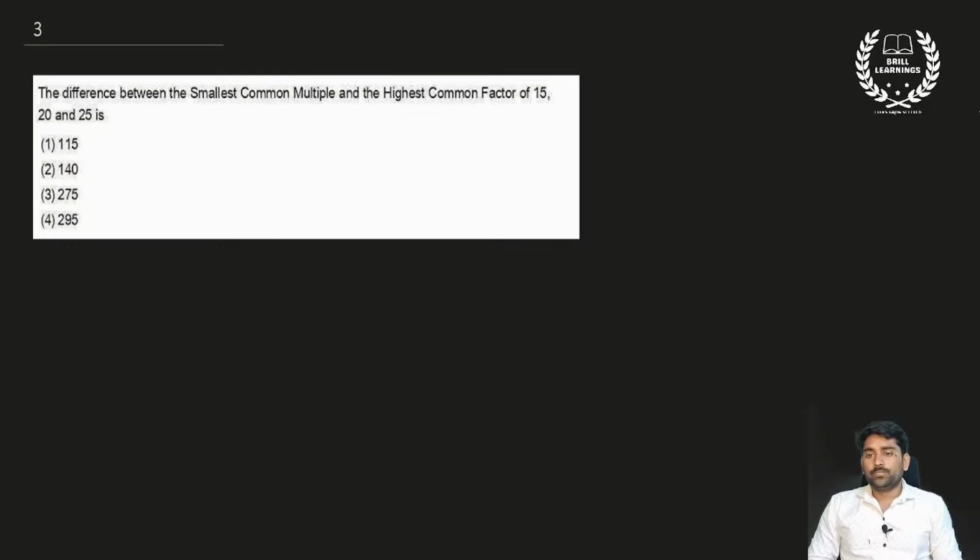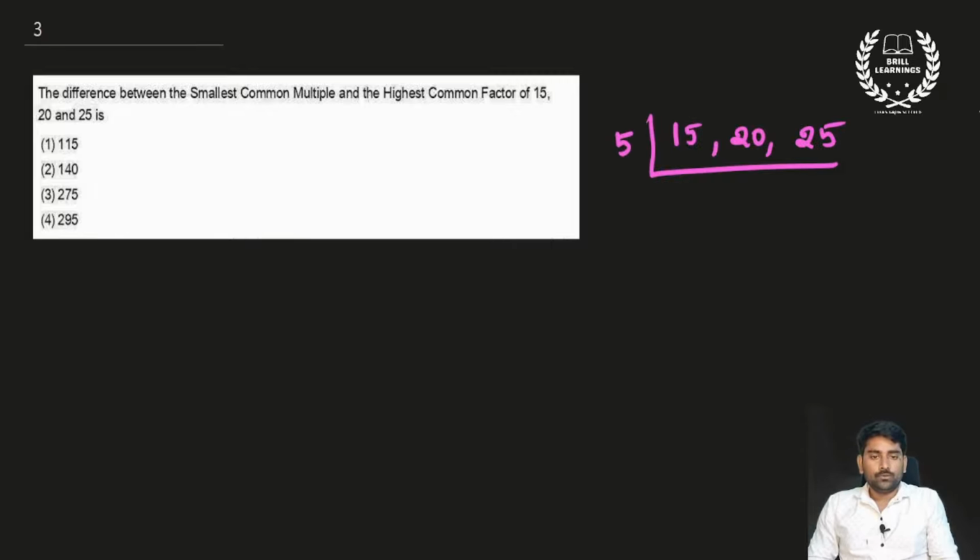Let's move on to the next question. The difference between the smallest common multiple and the highest common factor of 15, 20, 25. Here we need to find LCM and HCF of the given numbers. So first find the LCM. LCM of 15, 20, 25. 5 3s, 5 4s, 5 5s. Now take the product of all these numbers. You will get LCM. 5 3s are 15, 15 4s are 60, 60 5s are 300. Our LCM is 300 here.